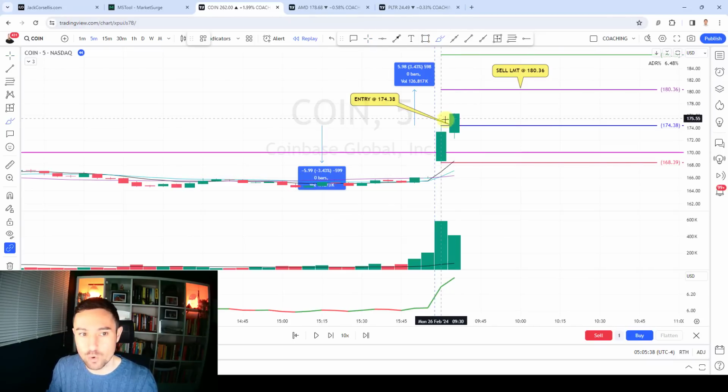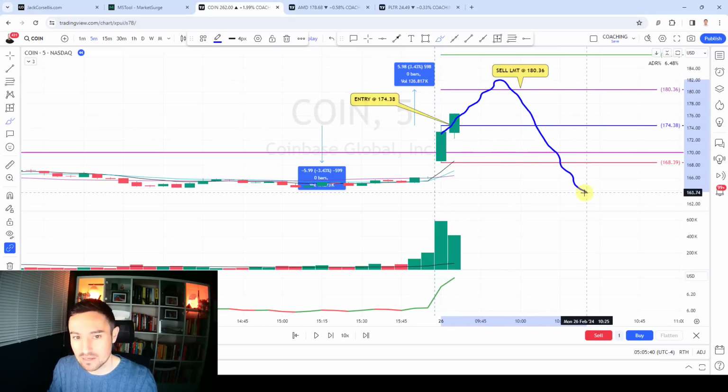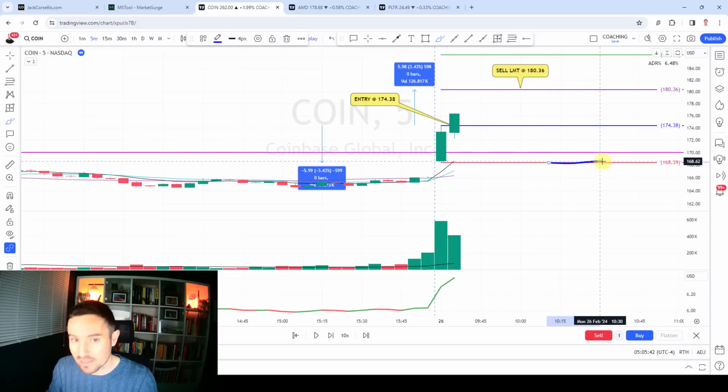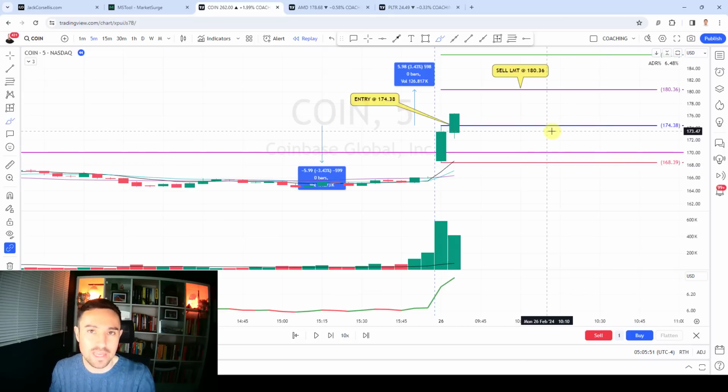So i.e., if Coinbase does this, it powers up like this and then comes crashing back down like this, and you get stopped out here, you're going to be around about break even. Can you get gap downs? Can you get slippages? Absolutely you can. So hypothetically, you are break even on the trade. Things can go wrong. Things do go wrong, okay?